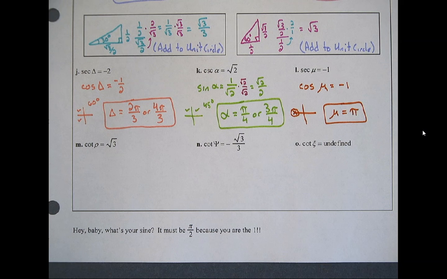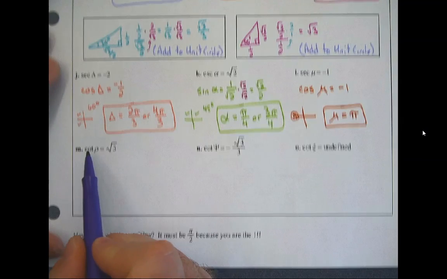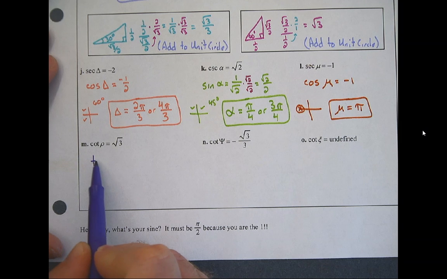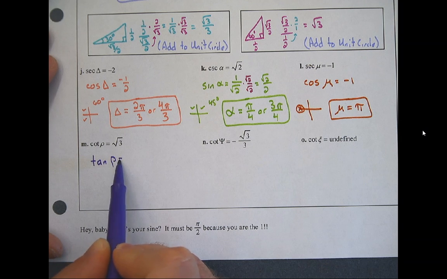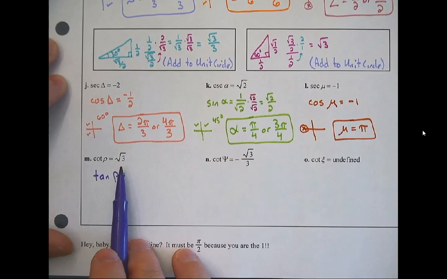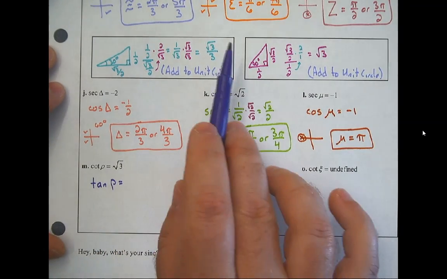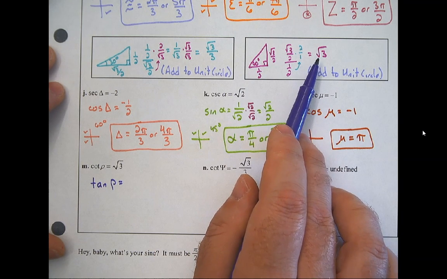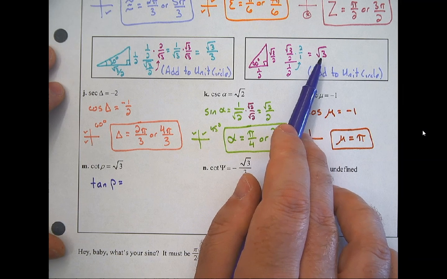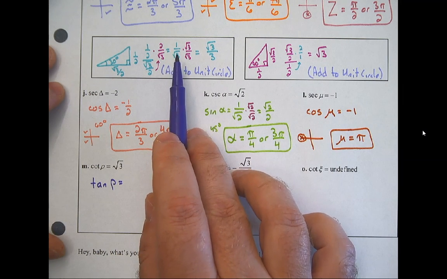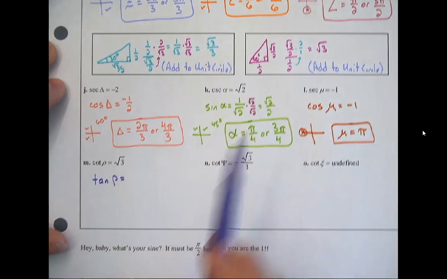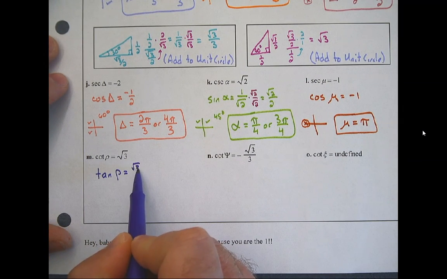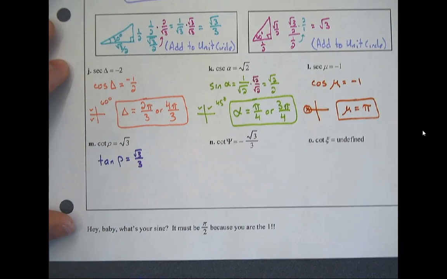Cotangent of rho equals square root of 3. Can't do it as it is. So we're going to think about it in terms of its reciprocal. The reciprocal of cotangent is tangent. Now, if you want to, you can reciprocal this and go through all the work, or you can eventually memorize that root 3 over 3 and root 3 are reciprocals of each other. I mean, here's the work. Root 3 would be over 1. When I reciprocaled it, it would be 1 over root 3, and then I would clean it up. So I'm just going to cut to the chase. I know the reciprocal of root 3 is root 3 over 3.